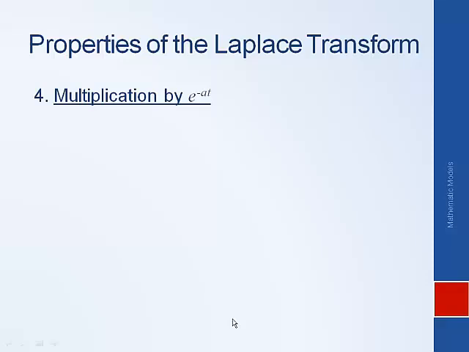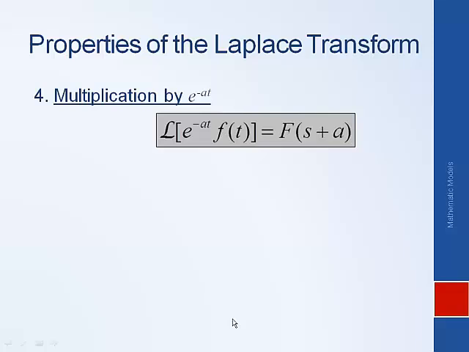Another property is multiplication by an exponential. If you have a function, f of t, and you multiply it by an exponential, that causes the Laplace function to be shifted. So multiplication by an exponential in the time domain causes a shift in the Laplace domain.